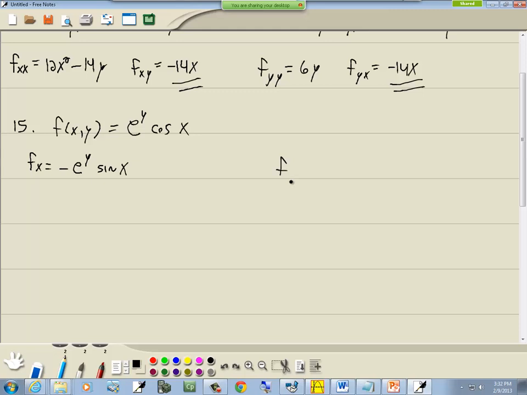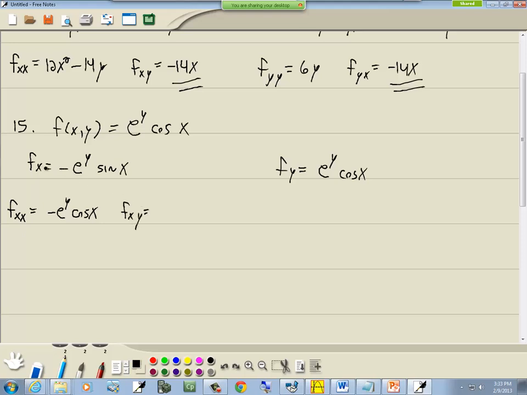Then we'll take the partial with respect to y, sorry. Cosine x is just a constant, so that stays there. The derivative of e to the y is e to the y. Okay, now going back to this first partial here with respect to x. We can now take that with respect to x, our second partial. Well, again, the negative e to the y is a constant, it doesn't have any x in it, so it just stays out in front. The derivative of sine is cosine, so this becomes negative e to the y cosine x.